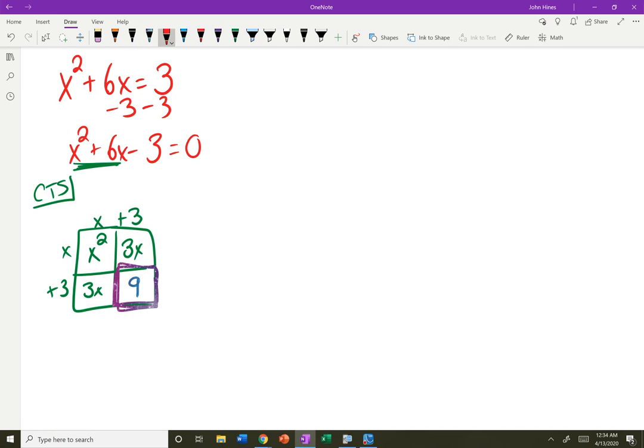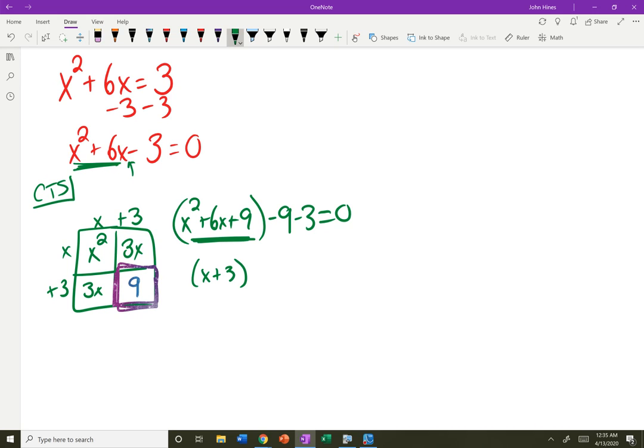So what do I do with that 9? Well, I stick it into the equation: x squared plus 6x plus 9. I just put it there. But I can't just add 9, so I have to counteract it with a minus 9 on the outside. So I kind of just wedge it right in there. Minus 3 equals 0. Then we factor this: x plus 3 squared.